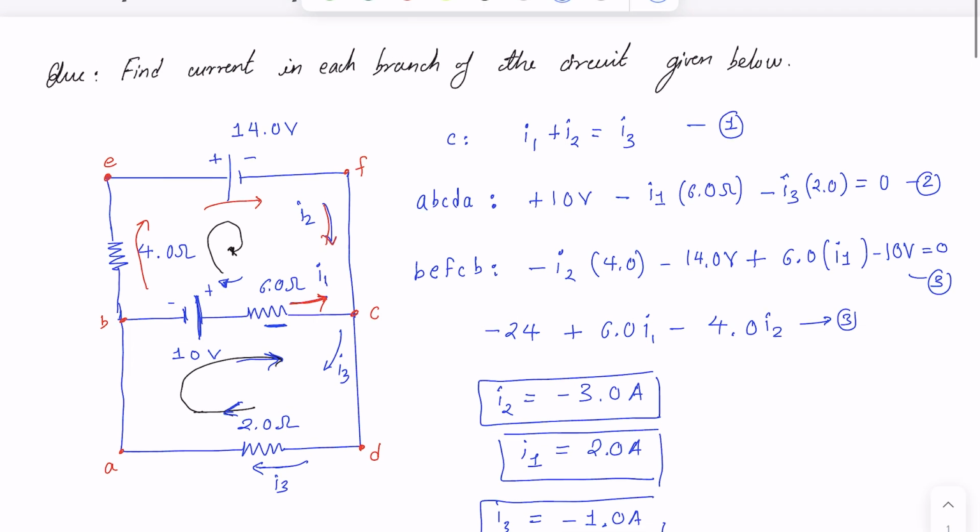Because I1 is positive, that means the direction of the current that we chose at the beginning arbitrarily was correct. That means I1 is really in this direction. I2 on the other hand came out to be negative. That means I2 in the real world is in this direction. Same with I3, it came out to be negative. That means the direction that we chose was opposite of what it really is. So I3 in the real world is like this. That's why we start with choosing the direction arbitrarily. The signs in the end tell us what the directions of the currents actually are.